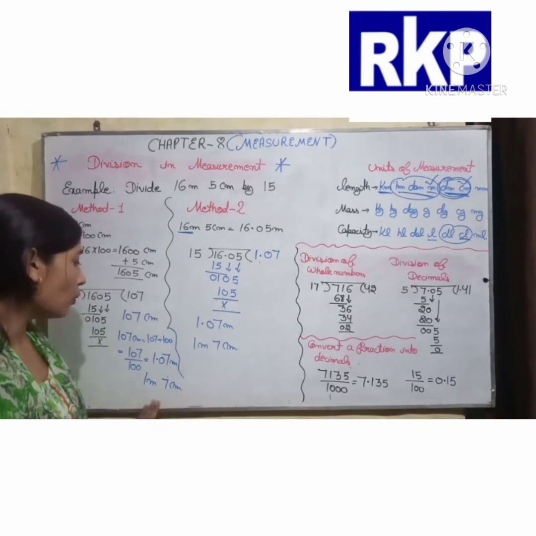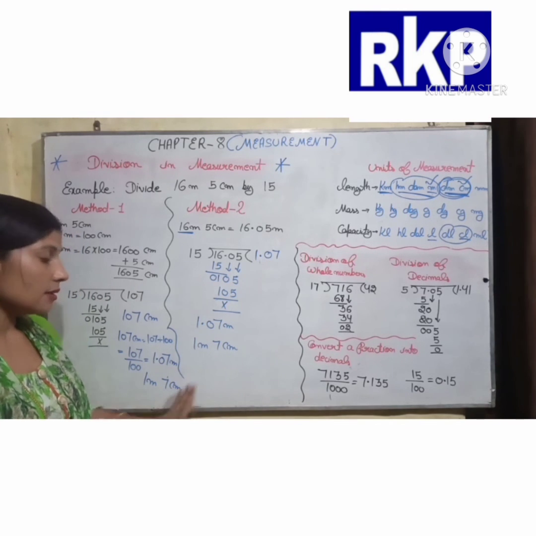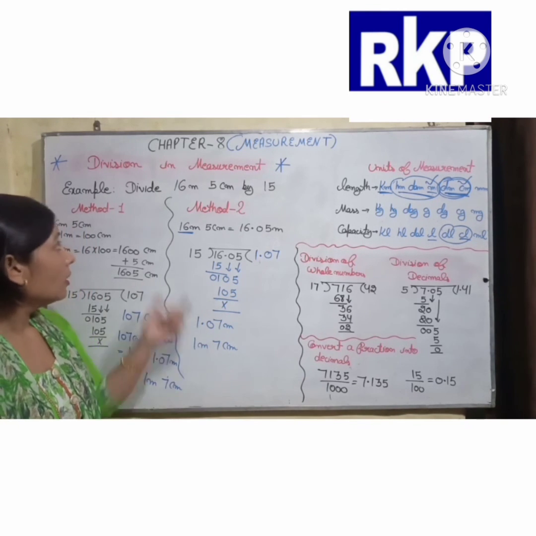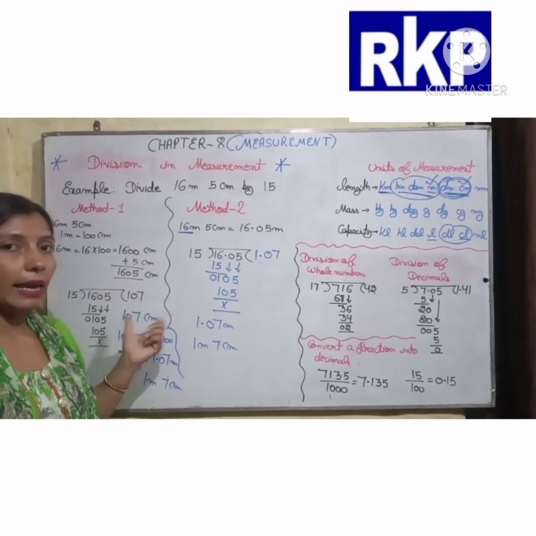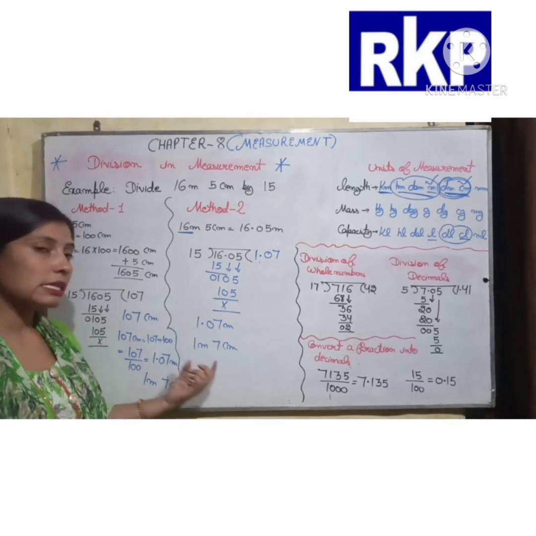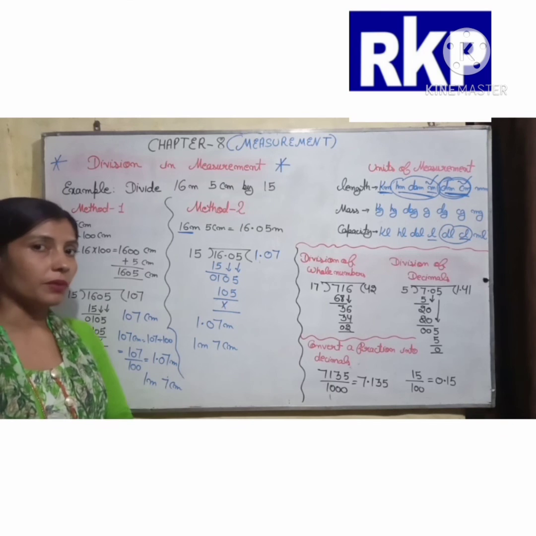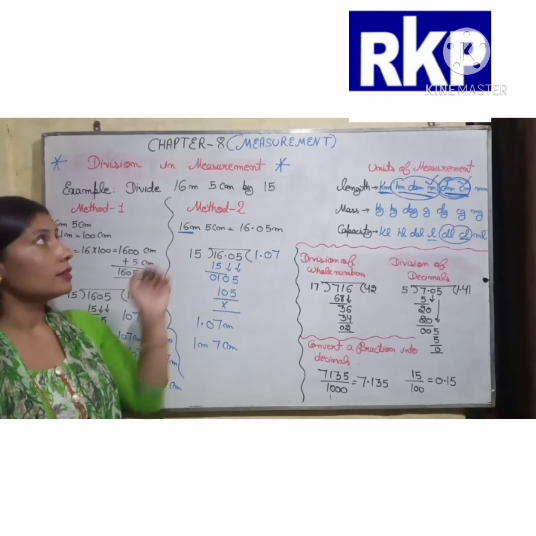So by both methods you get the same answer. So you can divide by any method. Whichever is easy for you, you can use that one, beta. I hope you all have understood this chapter.